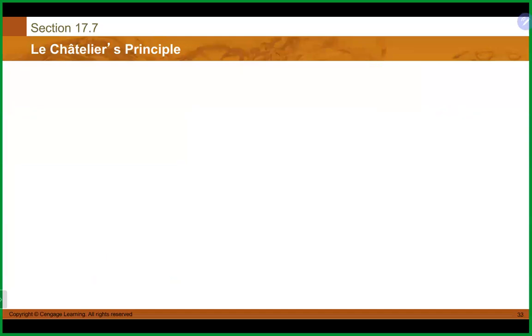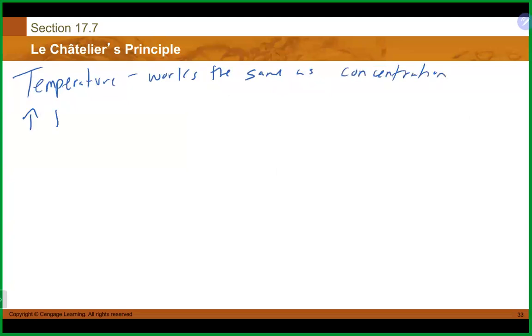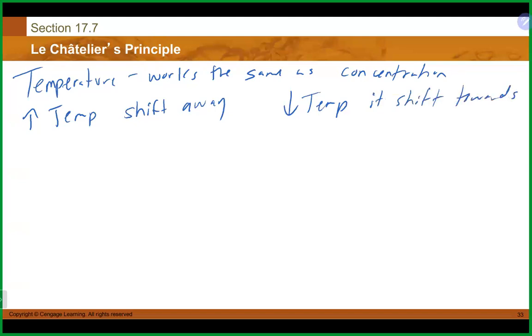Okay, the other major effect on equilibrium is temperature. And temperature works the same as concentration, which means if you increase the temperature, it will shift away. And if you lower the temperature, it will shift towards it. So what determines which way that's going to be? It is the type of reaction that you're dealing with.